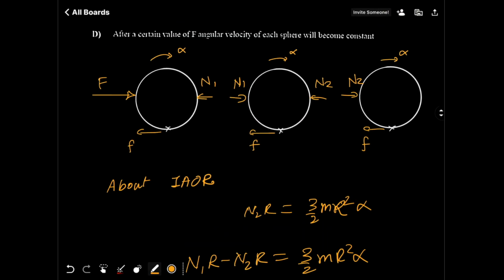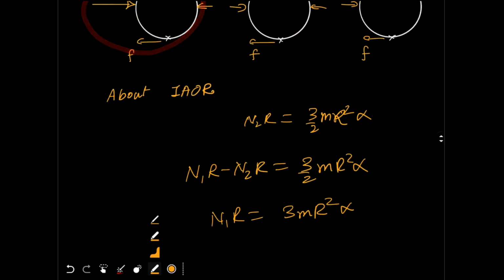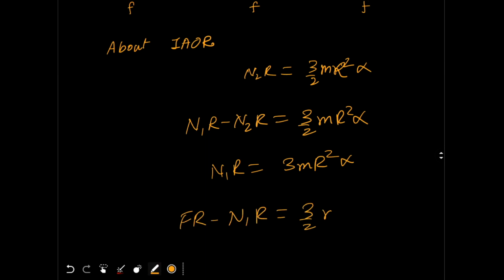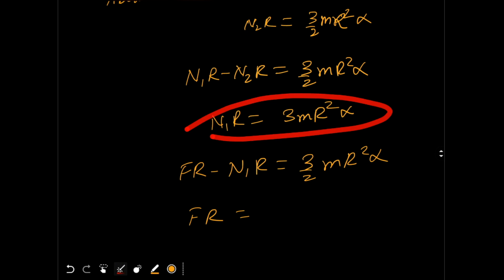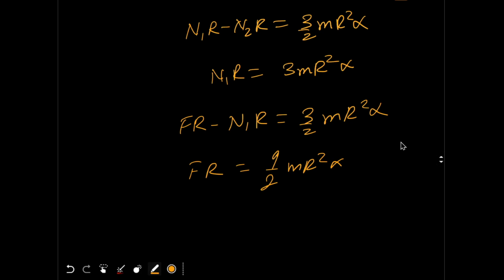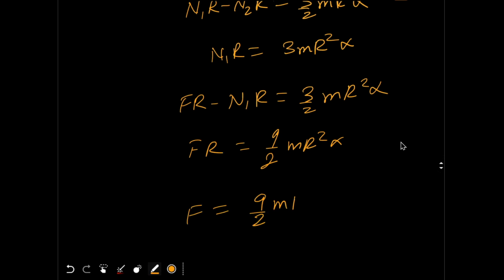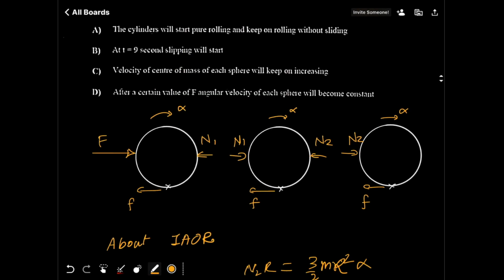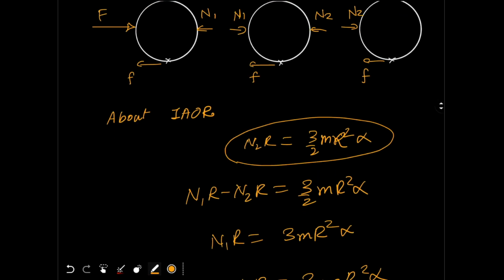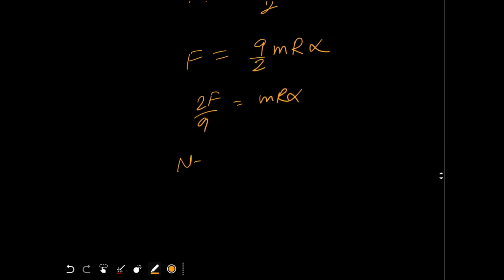Now coming to the first cylinder, FR minus N1R will again be 3 by 2 mr square alpha. So now FR will be what? N1R is 3 mr square alpha, so 3 plus 3 by 2 will be 9 by 2 mr square alpha. So I get F equals 9 by 2 mr alpha. So I found alpha over here. mr alpha will be 2F by 9. Again going back to the first equation, N2R is 3 by 2 mr square alpha, or N2 will be 3 by 2 mr alpha, so that is 3 by 2 into 2 by 9 F. So N2 will be F by 3.